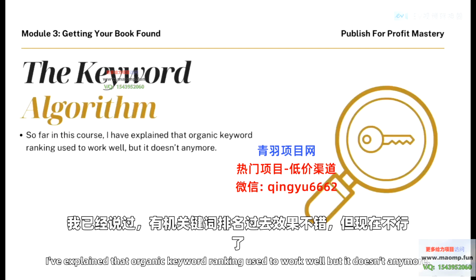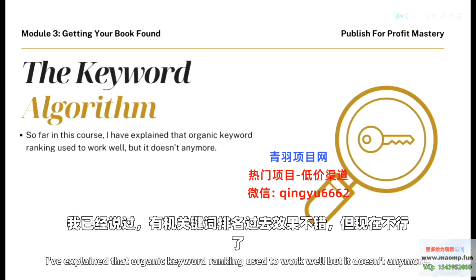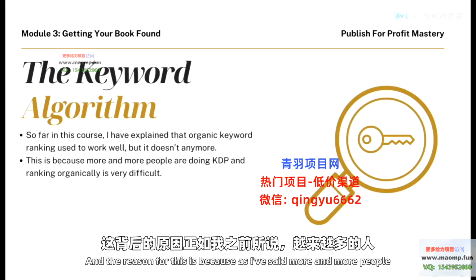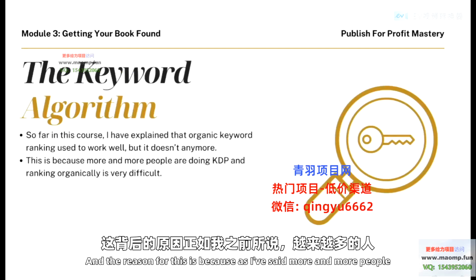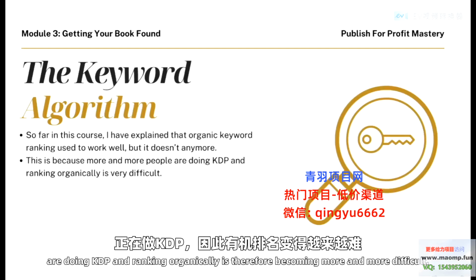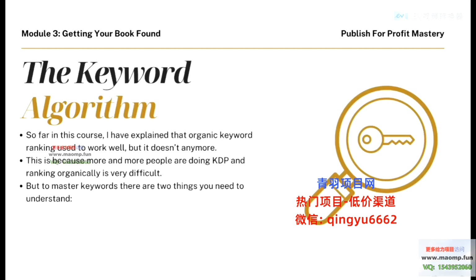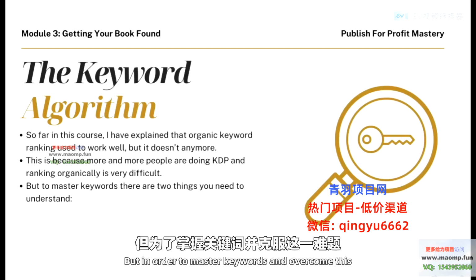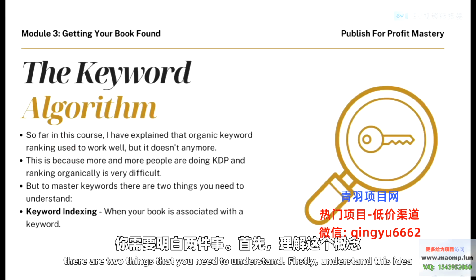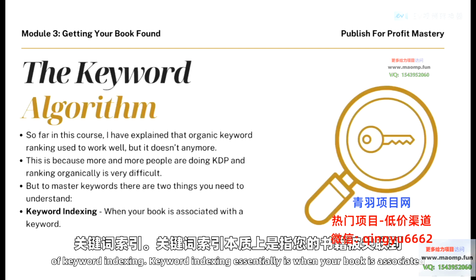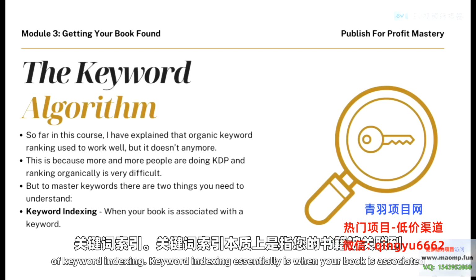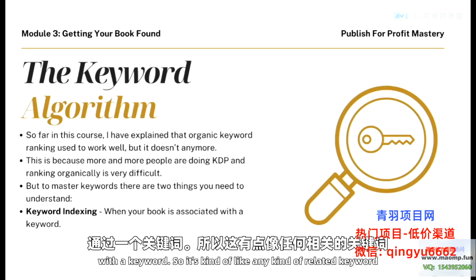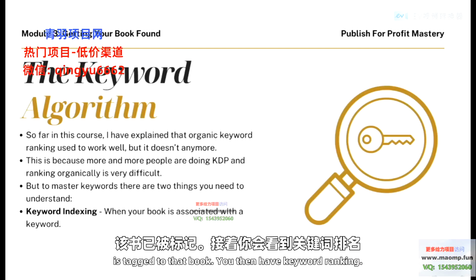So far in this course, I've explained that organic keyword ranking used to work well, but it doesn't anymore. The reason for this is, as I've said, more and more people are doing KDP, and ranking organically is therefore becoming more and more difficult. But in order to master keywords and overcome this, there are two things that you need to understand. Firstly, this idea of keyword indexing. Keyword indexing essentially is when your book is associated with a keyword. Any kind of related keyword is tagged to that book.